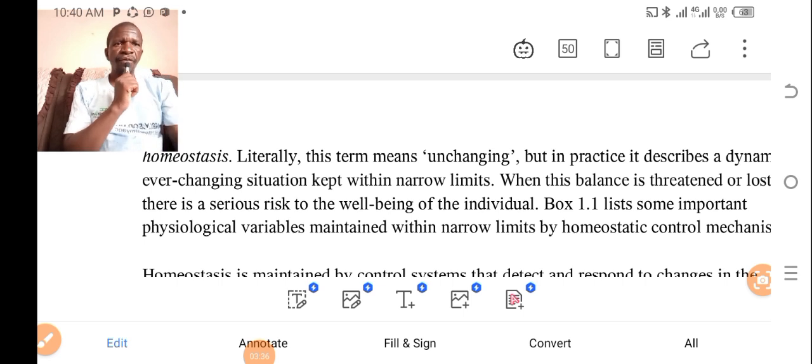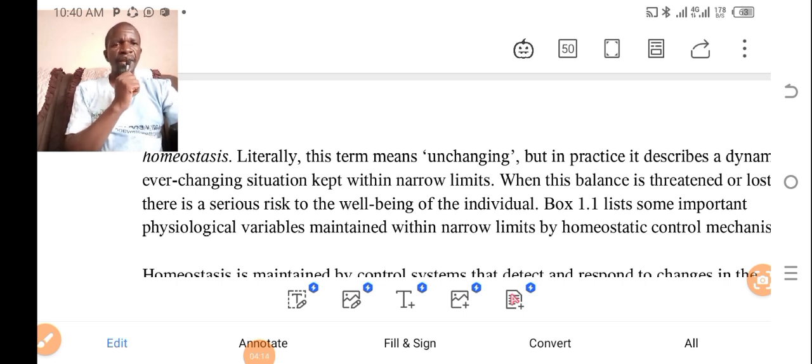For BP to be within the normal ranges of, for example, 110 over 70 millimeters of mercury to around 120 over 80 millimeters of mercury, that normal blood pressure is kept within those narrowly controlled limits by homeostasis. For you to have a normal pulse rate is because of homeostasis. For you to have a normal pH in different body parts, it's because of homeostasis.